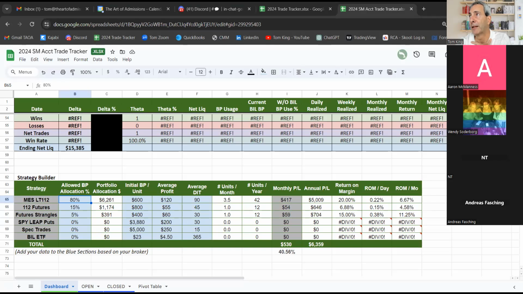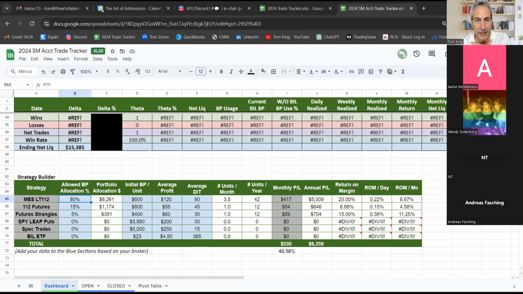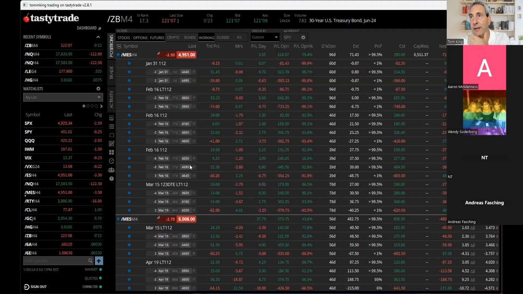Okay, and let's see what this thing looks like up here. So let's switch the screen. Now let's get into the small account, and here's where we are on the small account. And by the way, right now the buying power on this account was about $6,700, so it's at 40% in there. So strangles in 112, but you're lacking the BP of those. So if you're using MES, yeah, I don't know why you'd be lacking BP in a small account.